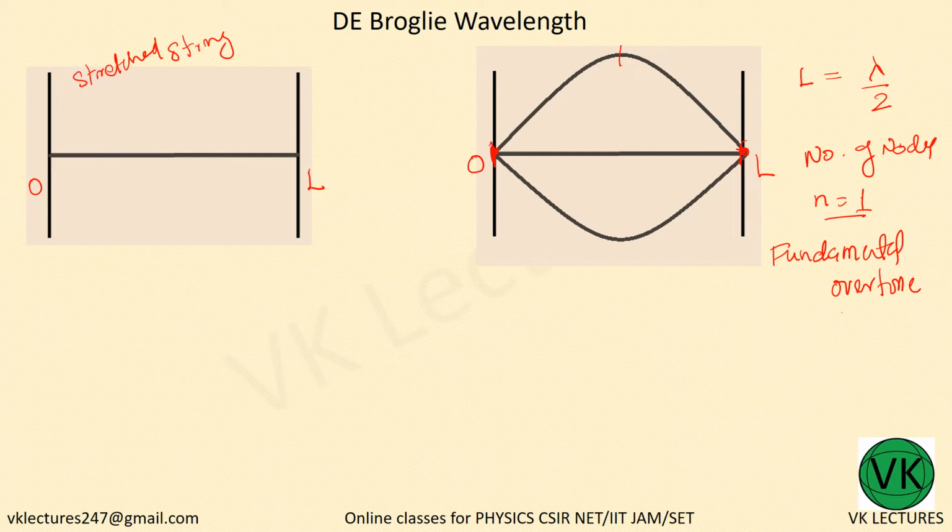Now to find out the wavelength produced by a fundamental overtone, you know the formula: lambda is equal to 2 times L divided by n, where n is the number of nodes. Here n equal to 1, so lambda is equal to 2L.